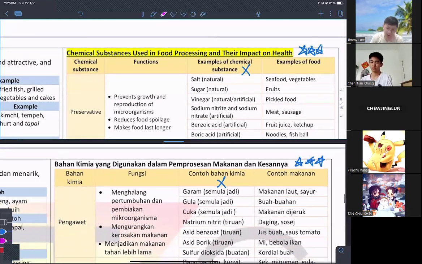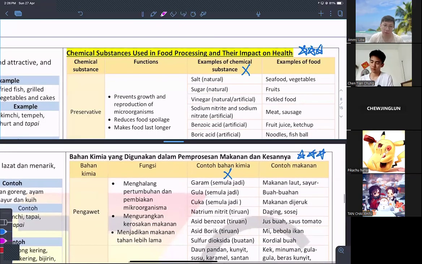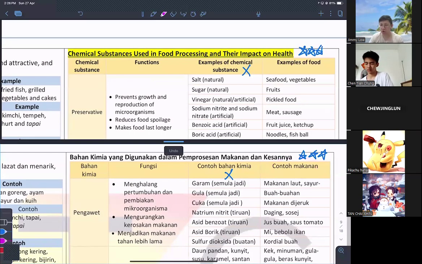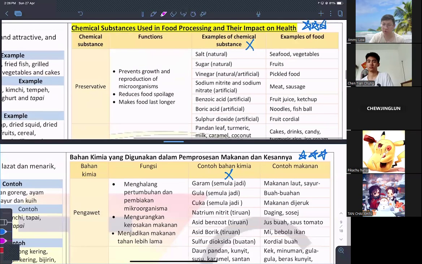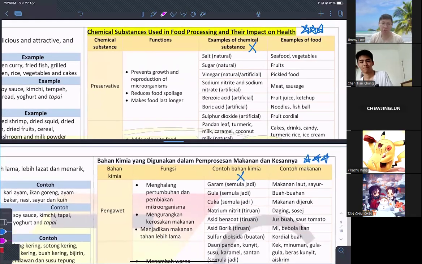Chemical substances we use in food processing technology. As well, know the name of the chemical substance, know their functions. No need to go through with the examples of food or examples of chemical substance. At least bring your common sense into this thing. We don't say I put preservative in my fish, correct or not? Like the fresh fish, you cook the fish, you put preservative. This is not logical.